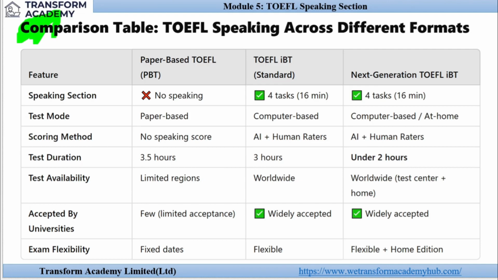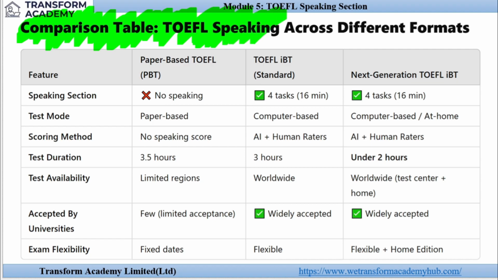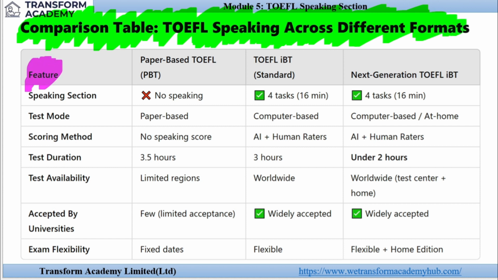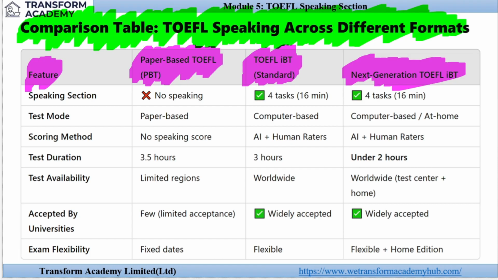Now the comparison table of the TOEFL speaking across different formats: for the paper-based, for the iBT, and for the next generation. So the features: the paper-based TOEFL, PBT, the TOEFL iBT standard internet based, and the TOEFL next generation iBT. So the speaking section. There is no speaking in the paper based, and there are four tasks, 16 minutes in the iBT, and four tasks, 16 minutes in the next generation.